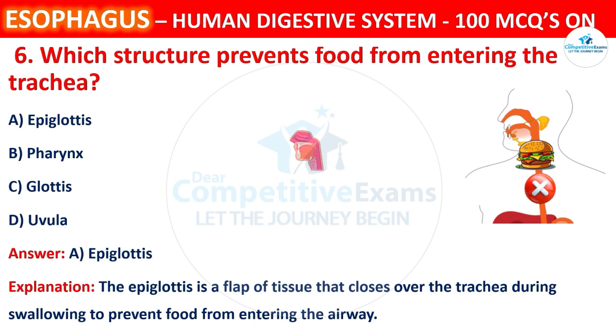The epiglottis is a flap of tissue that closes over the trachea during swallowing to prevent food from entering the airway.